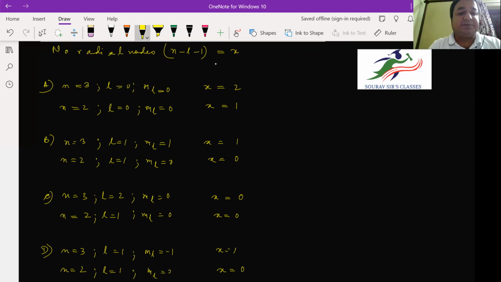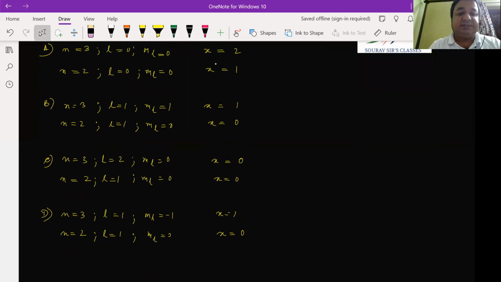But if you go for the C option, then you have n equal to 3, l equal to 2, so minus 1 is going to be 0. n equal to 2, l equal to 1, again minus 1, it is going to be 0. And for the D, after doing the math, it is 3 minus 1 minus 1, that is going to be 1. Then 2 minus 1 minus 1 is going to be 0. So these two are not equal. So obviously here our answer is going to be C.